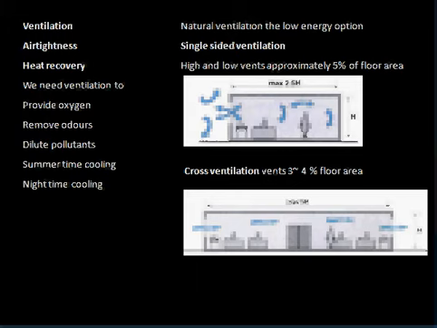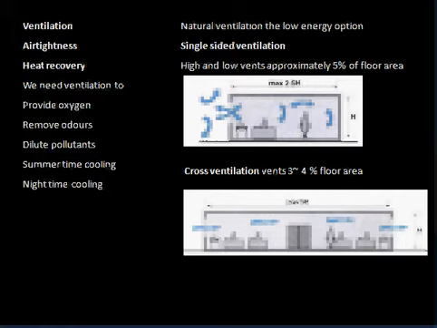Ventilation. Clearly, natural ventilation is a low energy option, and with ventilation, we need to think about air tightness. That means that we're reducing infiltration and getting the natural ventilation from purpose ventilation, and we need to think also about heat recovery as well. We need ventilation really to deal with the smells, perhaps with some summertime cooling, nighttime cooling, and minimal pollution. It's really to do with pollutants more than anything else.